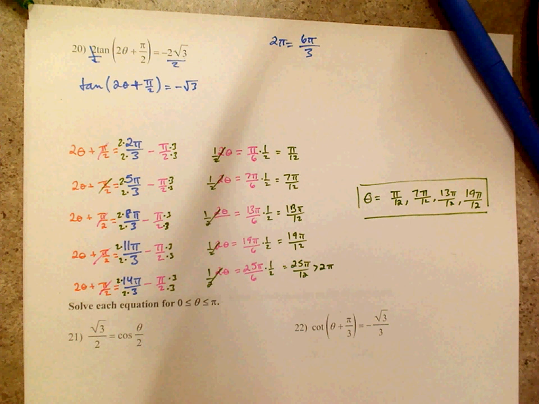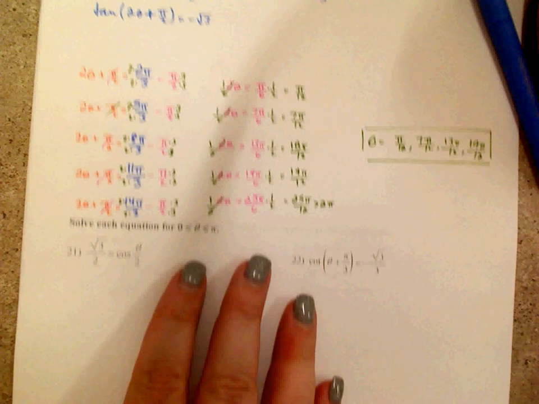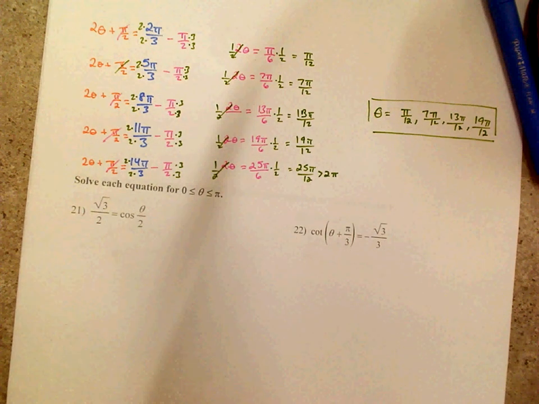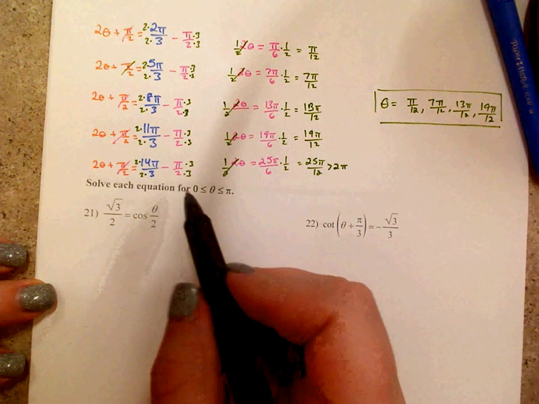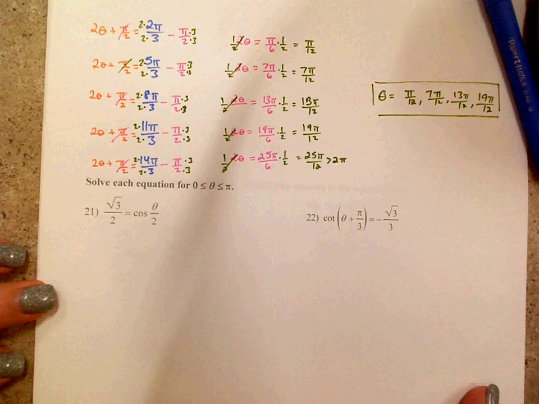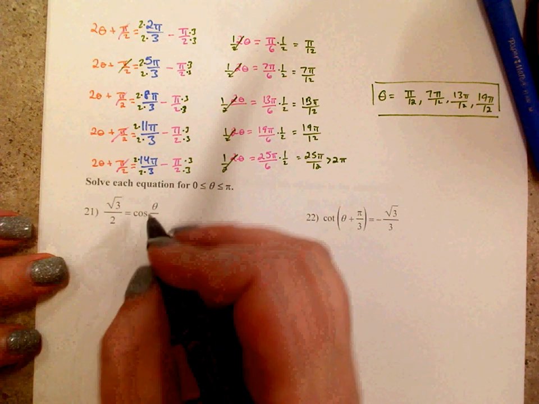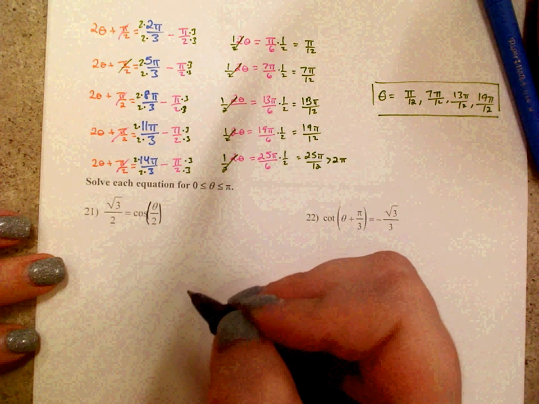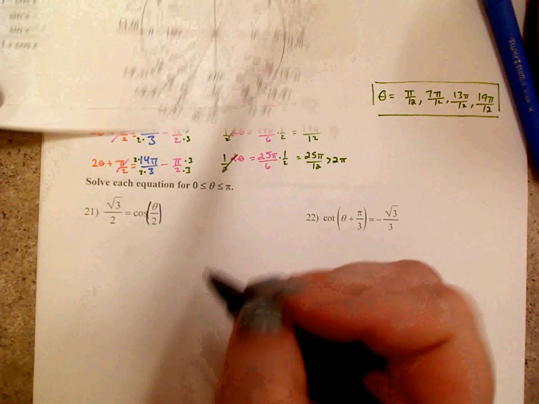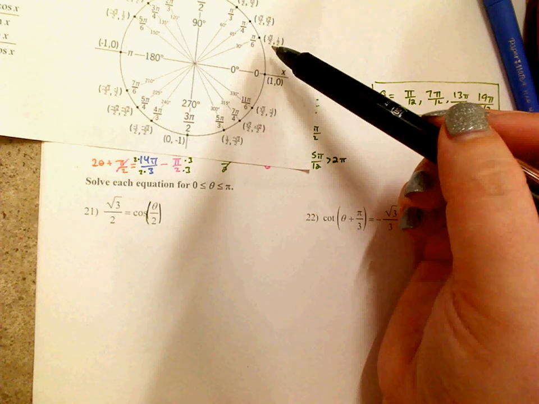On number 21, the difference between the next few problems is just the fact that I changed the answer window. I only want the answers from 0 to pi. So in this case, forget for a second that it's cosine of theta divided by 2. Just think, cosine of what angle is giving me square root of 3 over 2? Cosine of pi over 6.